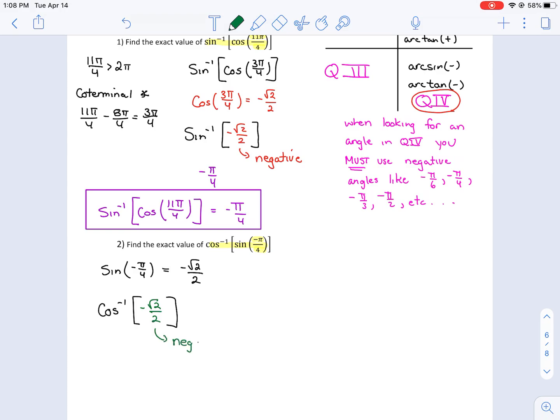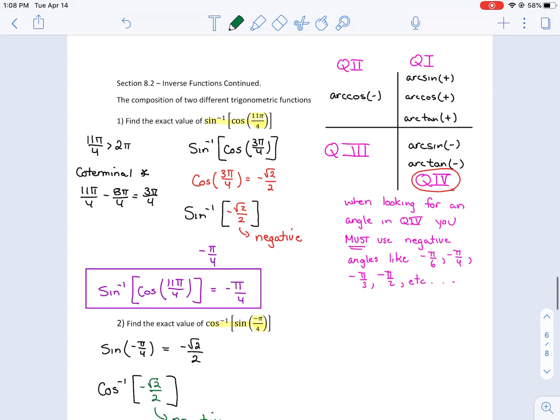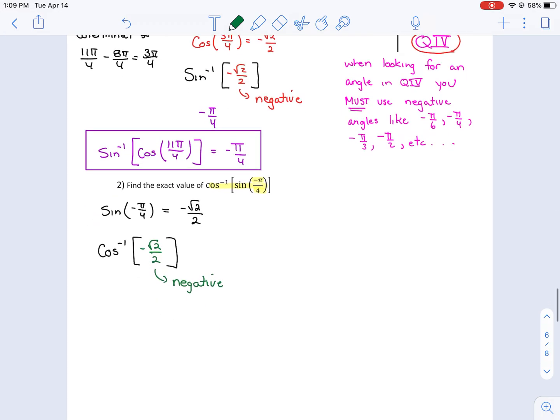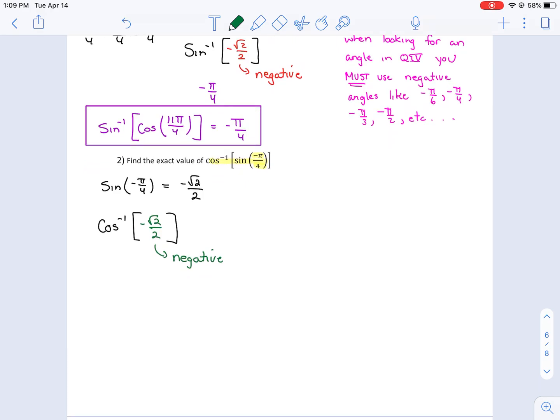Negative square root of 2 divided by 2 is a negative value. So I'm going to come over here to the chart and notice if you input a negative value into an inverse cosine, your angle is going to come from quadrant 2. So the angle whose cosine value is negative square root of 2 divided by 2 in quadrant 2 is 3 pi fourths. So the inverse cosine of the sine of negative pi fourths is equal to 3 pi fourths.